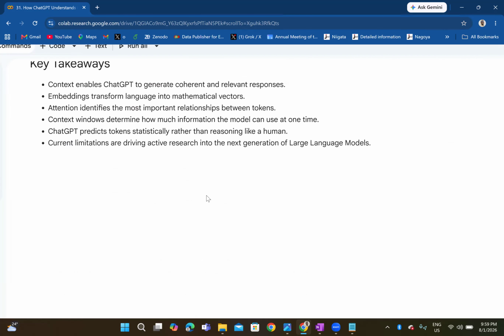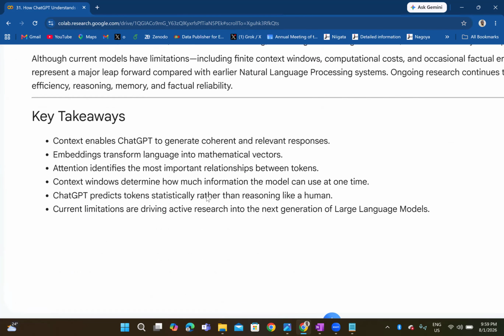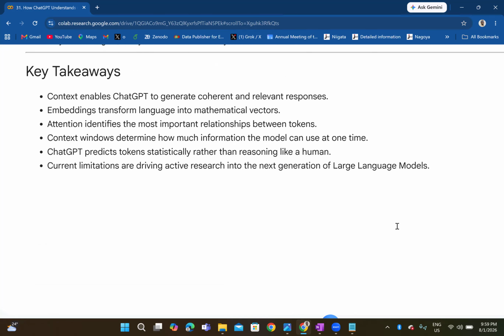So, our key takeaways from everything we have been talking about so far is that context enables ChatGPT to generate coherent and relevant responses, and embeddings transform language into mathematical vectors. Then attention identifies the most important relationships between tokens. Context windows determine how much information the model can use at one time, and ChatGPT predicts tokens statistically rather than reasoning like a human. So current limitations are driving active research into the next generation of large language models.